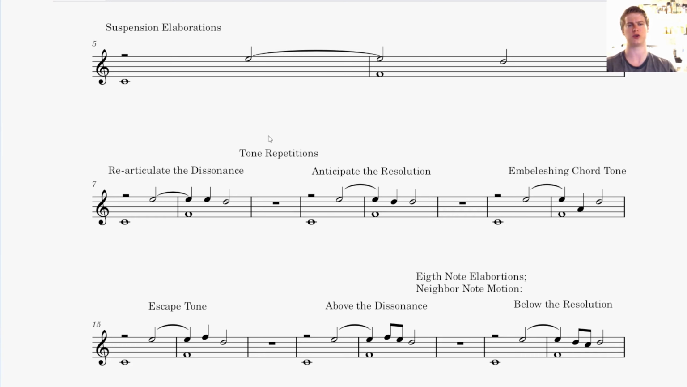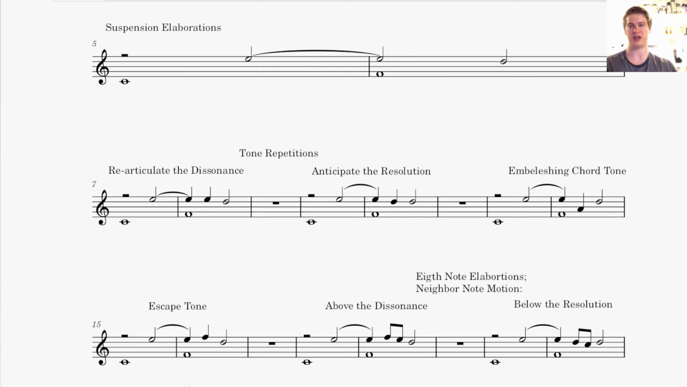The first two examples show the use of tone repetitions, allowing us to re-articulate the dissonant tone on beat 2, or to anticipate the resolution tone on beat 2. Another option is to use an embellishing tone, accomplishing this by leaping to an inner voice chord member, so a chord tone that would be in the closed position of this chord. This is an interesting choice because it can create a richness where there is a delay in the resolution. And at the same time, the two different leaps are going to influence the shape.